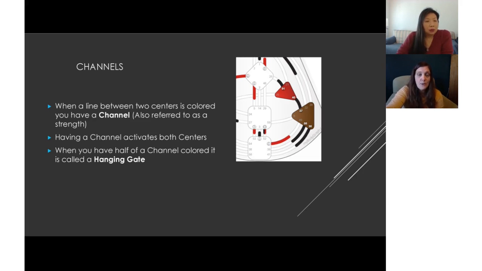And when that happens, then both centers that touch that line get colored in and are defined. So that's how your centers get colored: the channel completes it, and it completes that channel for the energy to flow between those two centers and communicate.